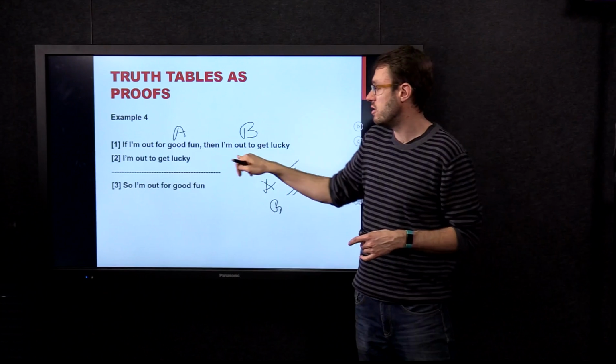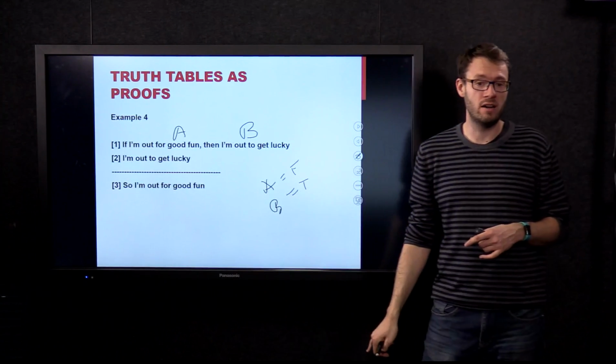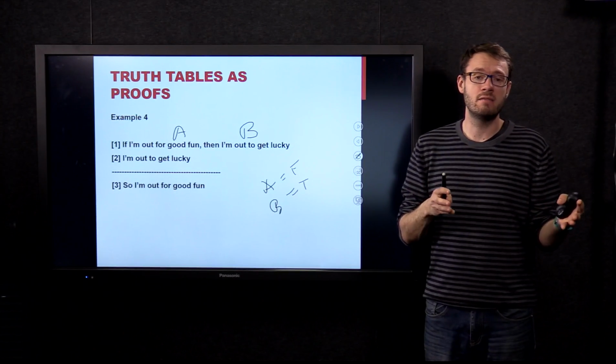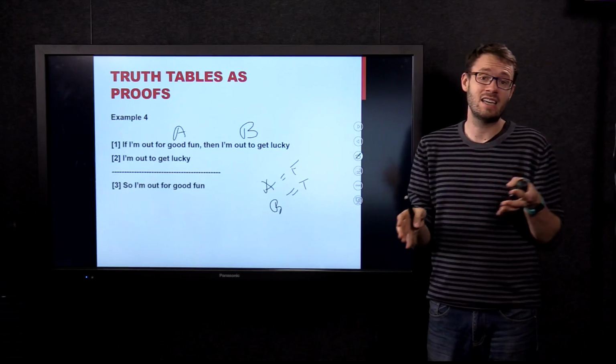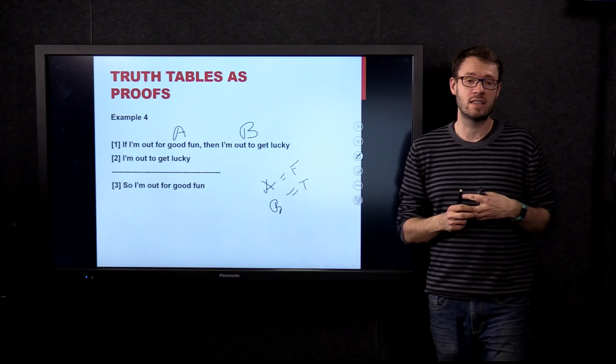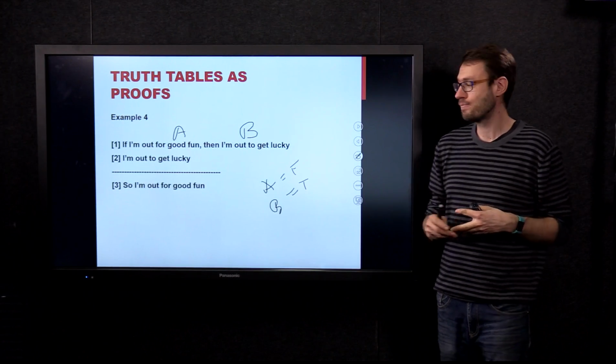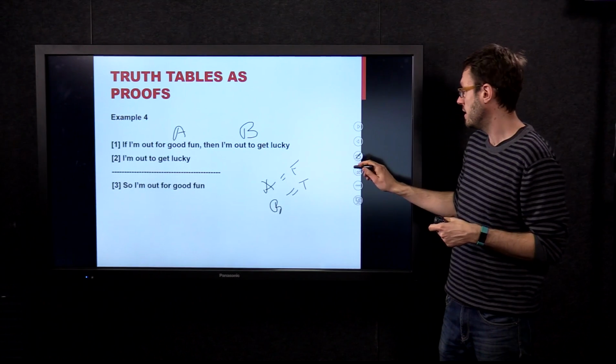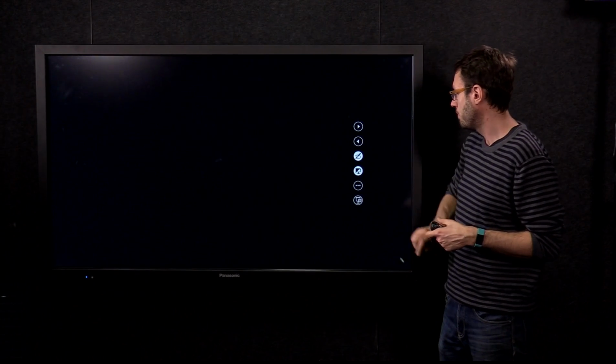So the situation is when you get lucky, but you turn out to not be out for good fun, which sort of makes sense, right? From the fact that you're out to get lucky, it turns out not to follow that you're out for good fun, because it could be the case that you get lucky without having any fun, which is a poor night indeed. All right, let's do another one.